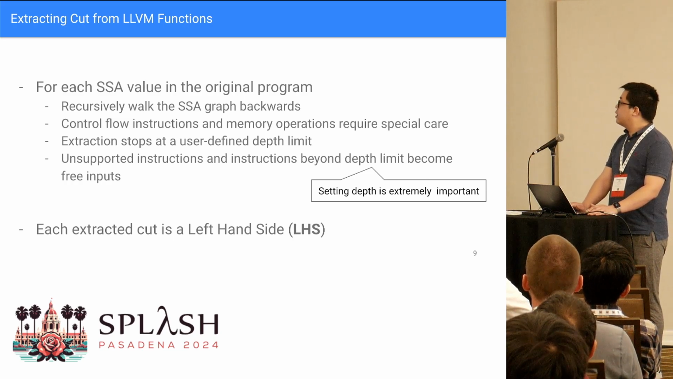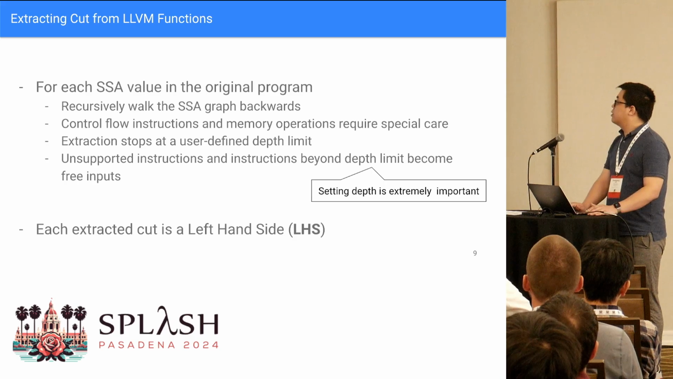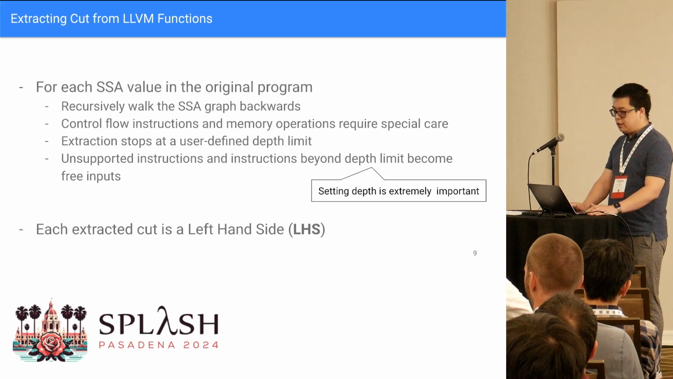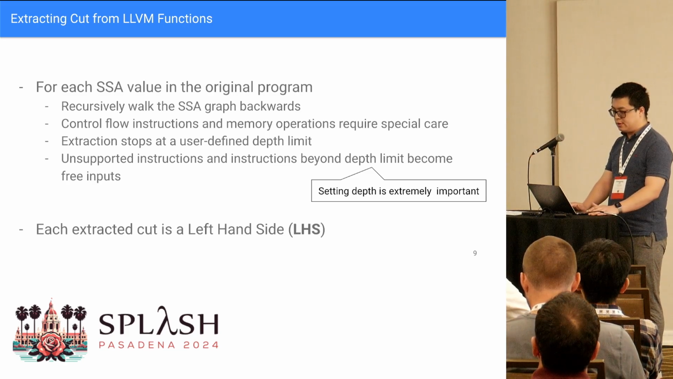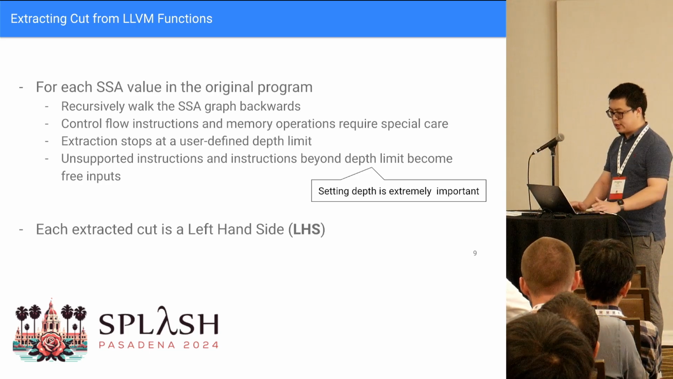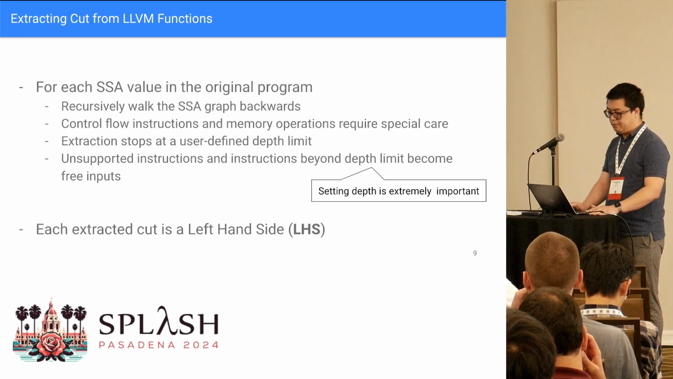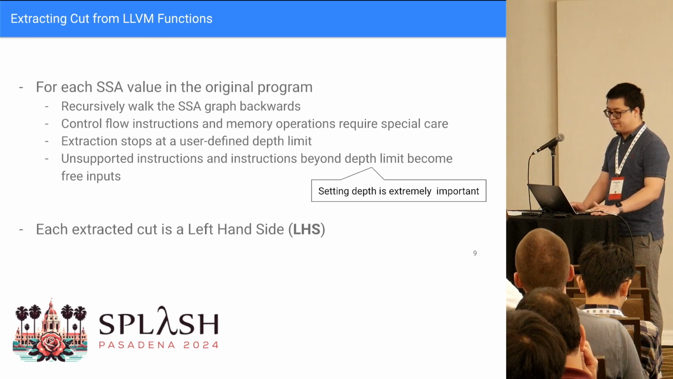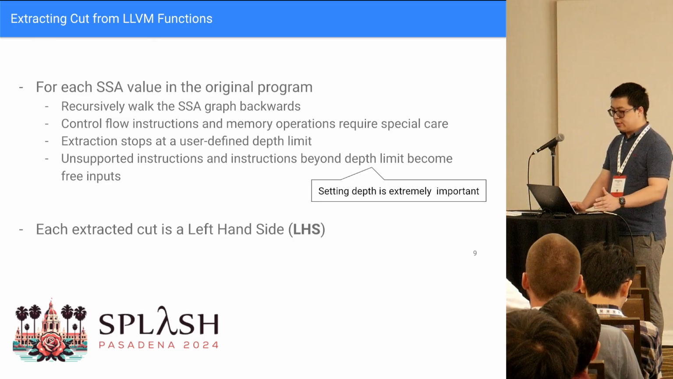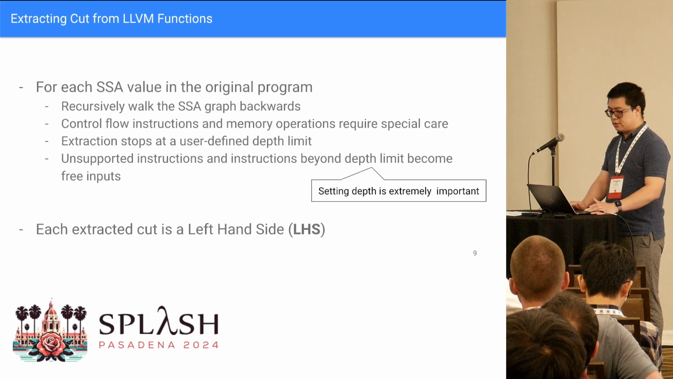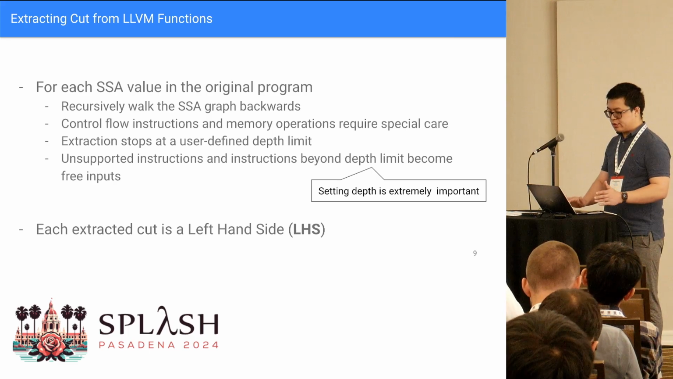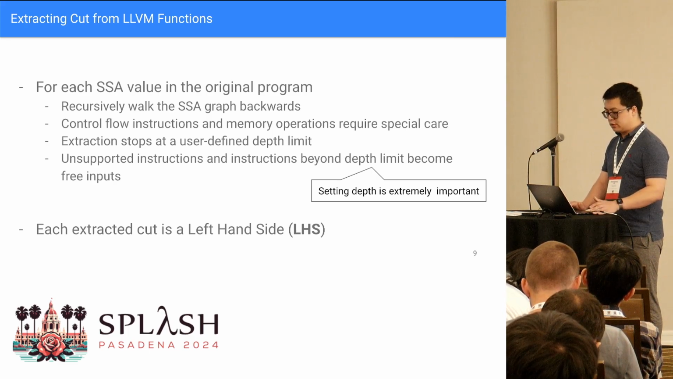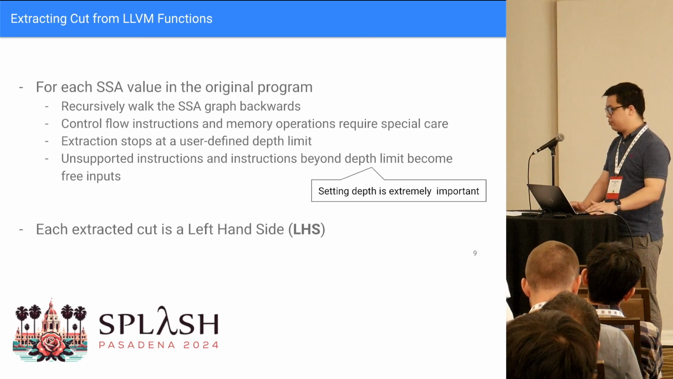So here, in this slide, I want to talk about our cut extractor. To limit the complexity of program synthesis, we implemented a cut extractor that splits the input program into small cuts. The cut extractor uses a search algorithm that collects the instructions using the SSA dependency graph. And our extractor supports extracting both control flow redirections and memory operations.